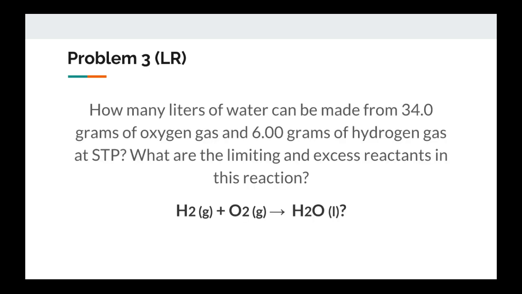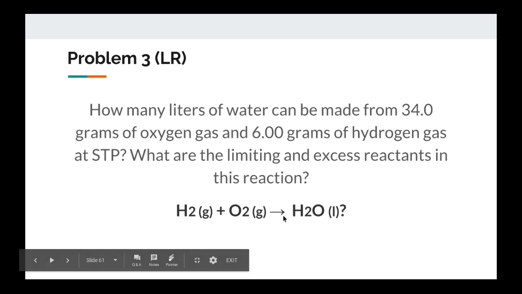And here is the last problem. This is a limiting reactant problem integrated in gas stoichiometry. It says, how many liters of water can be made from 34.0 grams of oxygen gas and 6 grams of hydrogen gas at STP? And then you're also asked, what are the limiting and excess reactants in this reaction? So first, the chemical equation is not balanced, so that means you need to balance it first.